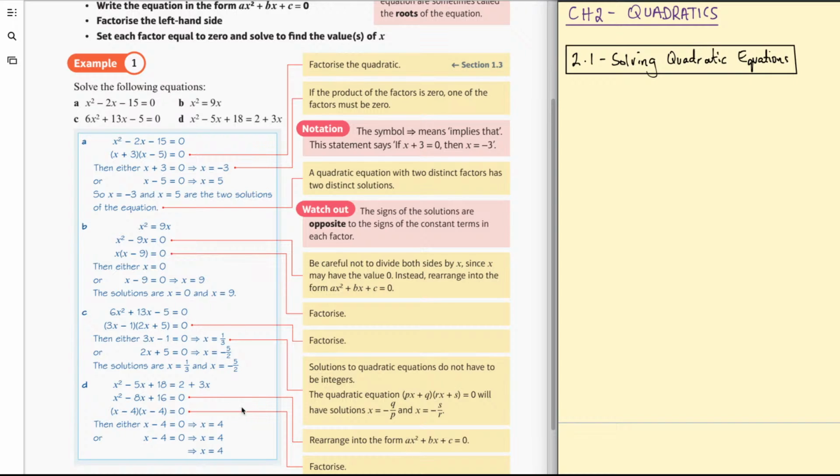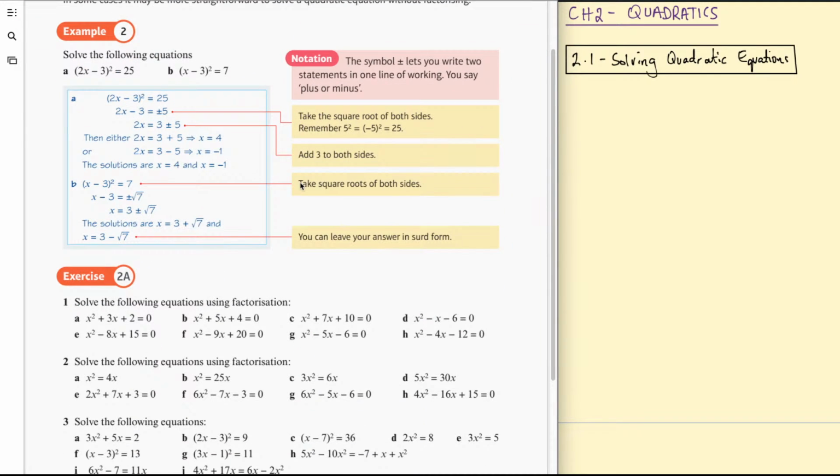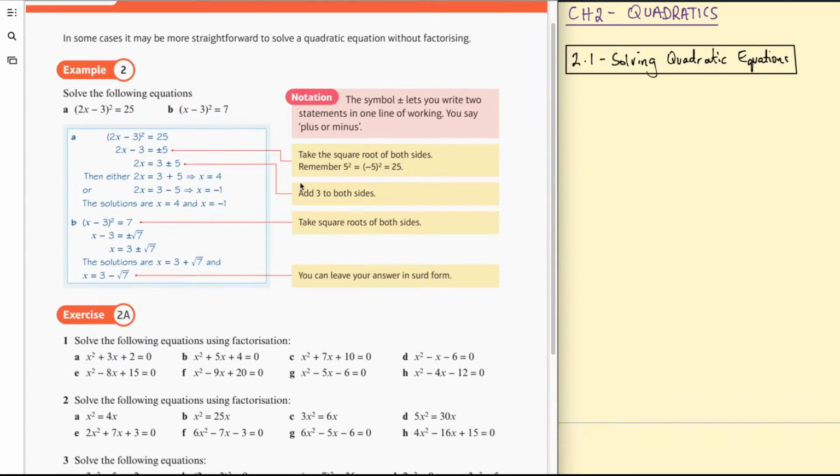Okay, so these are further quadratics. So you can have quadratics with a coefficient of the x squared term, and then you have fractions as solutions. Alrighty. Some more examples.